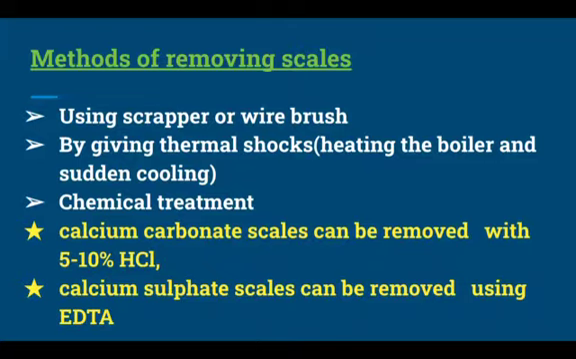And the third one is chemical treatment. That is, scales which are formed due to calcium carbonate can be removed by using 5 to 10% hydrochloric acid. When they are treated with 5 to 10% hydrochloric acid, the calcium carbonate scales get converted to calcium chloride, and thus they can be removed.